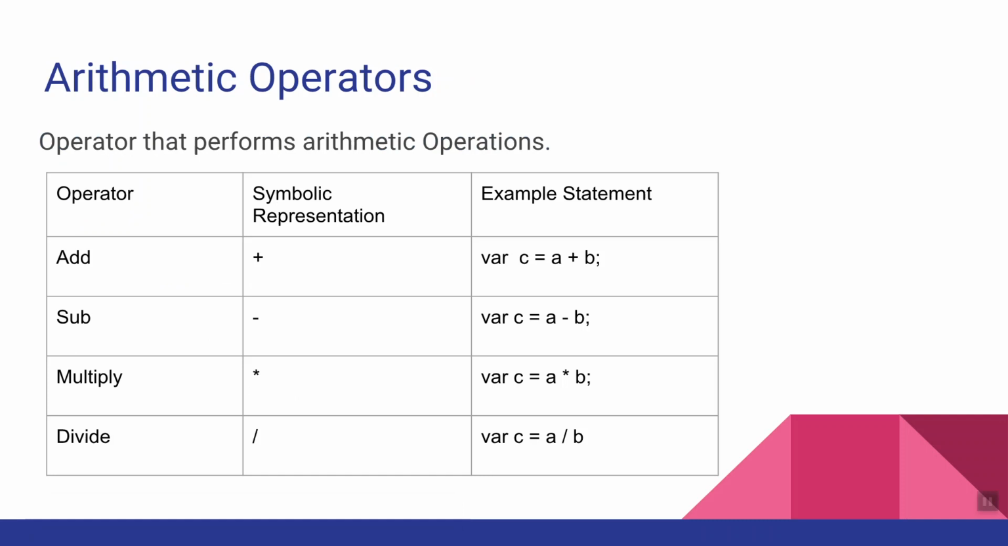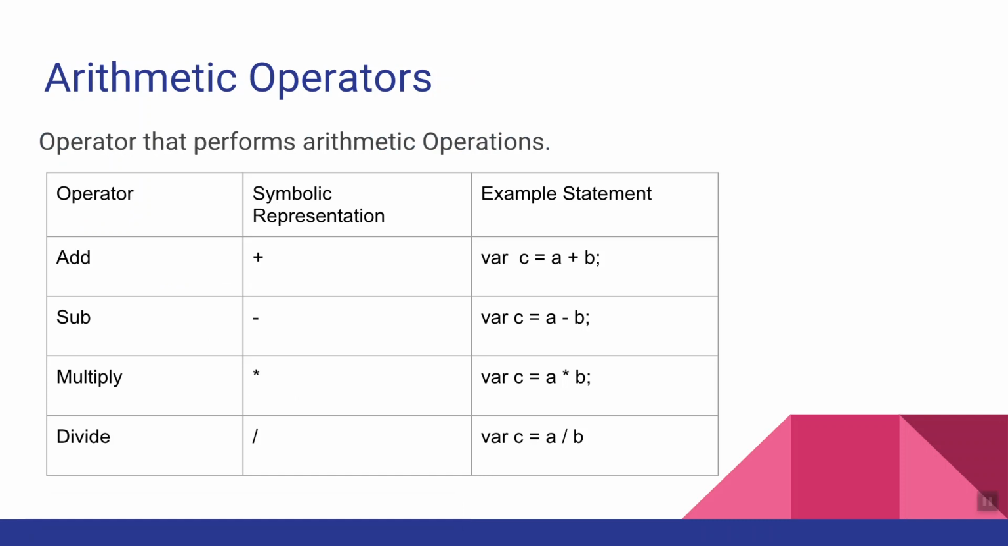Arithmetic operators are used to perform arithmetic operations such as addition, subtraction, multiplication, and division. It's quite simple to understand. The addition operator is represented with the symbol plus, subtraction with the symbol minus, multiplication with the symbol asterisk, and division with the symbol forward slash.